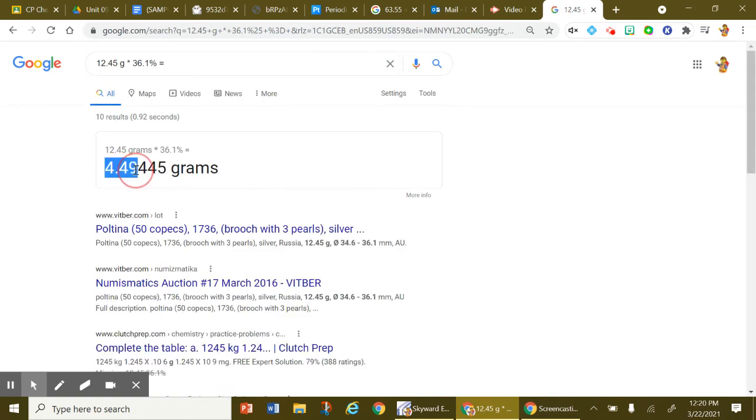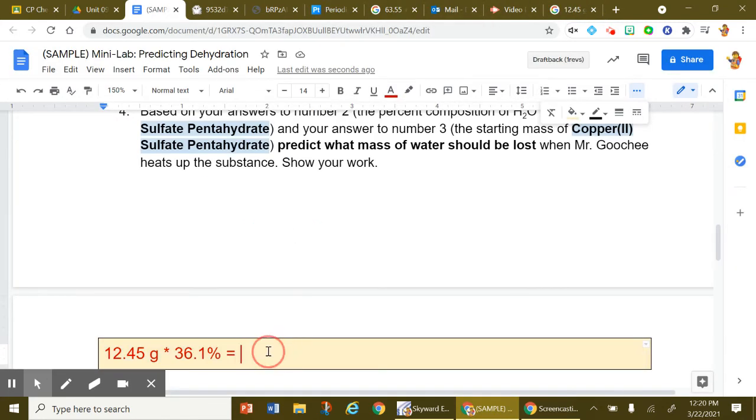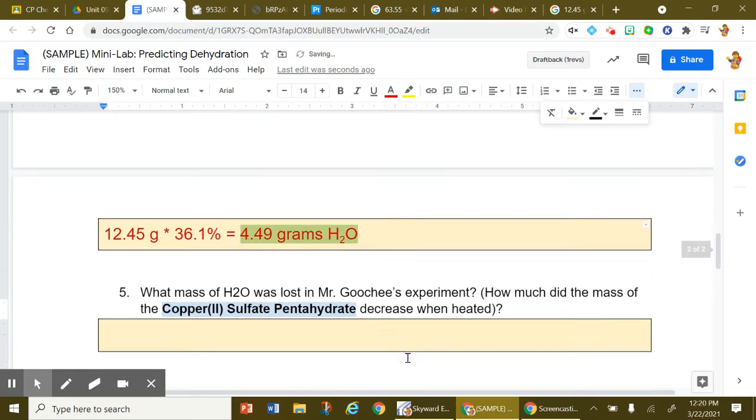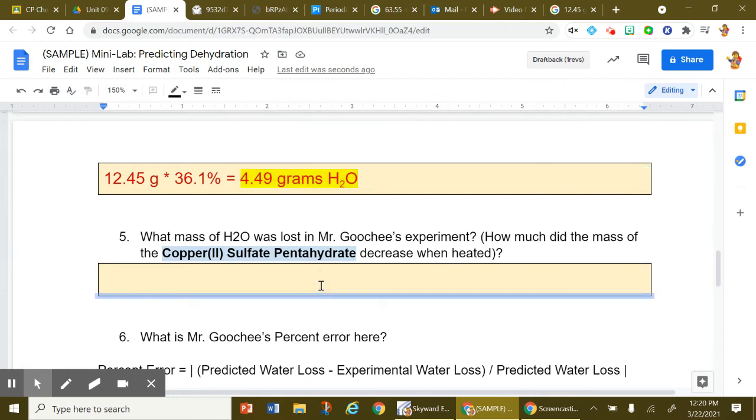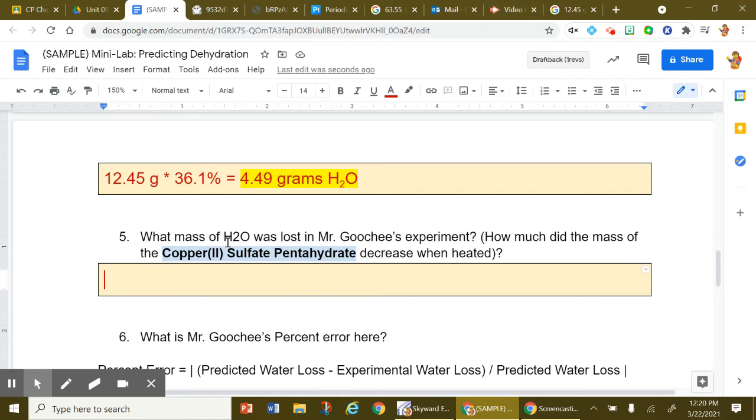This stuff was about 4.49 grams of water. So we had about 4.49 grams of H2O in this sample. Okay, very good. Now, this was your prediction about how many grams of water our class sample had in it. We predicted, we theorized it'd be 4.49 grams. When we try this in the laboratory, how many grams of water were we able to remove? All right, well, let's take a look here.